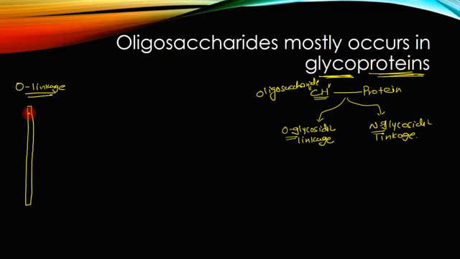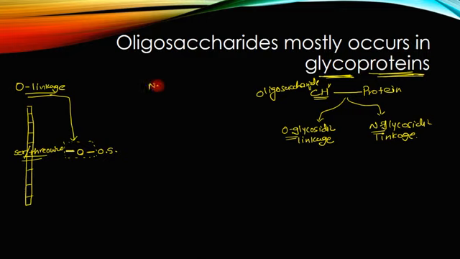Protein is basically an amino acid chain, a polymer of amino acids. And if somewhere in this amino acid chain serine or threonine occurs, then serine and threonine are OH-containing amino acids. So its oxygen atom takes part in the bond formation with the oligosaccharide. Then this particular bond between the protein part and the oligosaccharide part is called the O-glycosidic linkage.